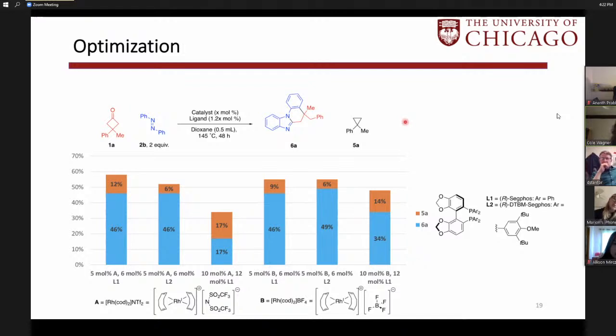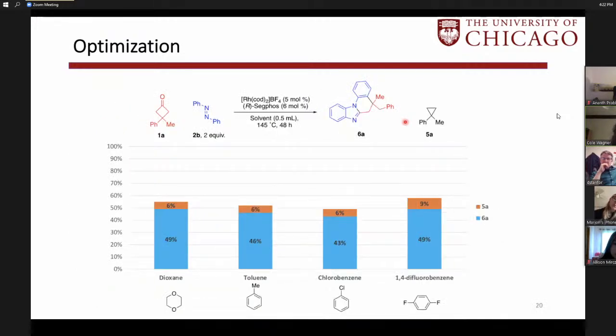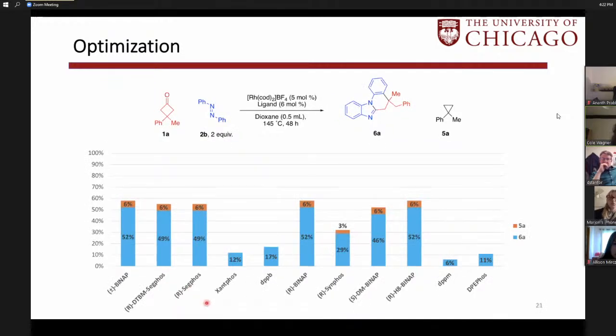We found that increasing the loading of rhodium actually hinders the reaction, so we kept it at 5 mol%. And then looking at solvent, we found that dioxane, which we had been using, was still optimal, so we kept that as it was. And then looking at a variety of phosphine ligands, we found that BINAP, a relatively simple ligand, performs the best, giving us a 52% yield of the product.